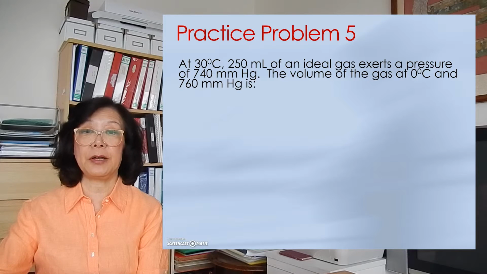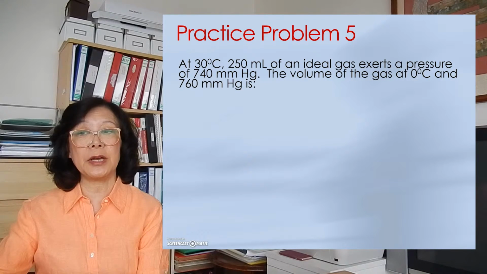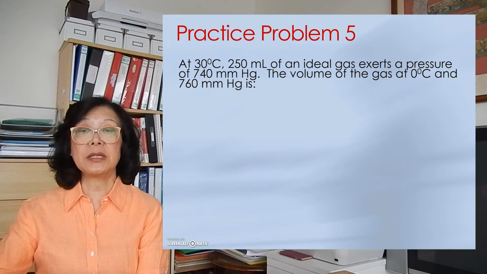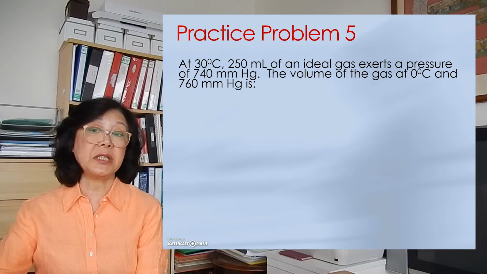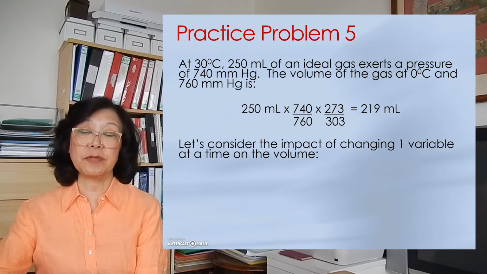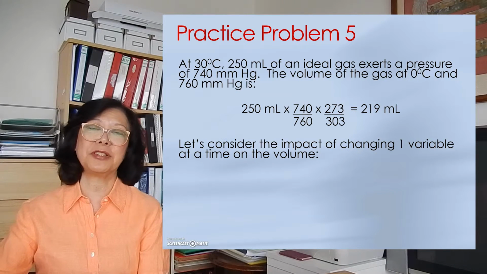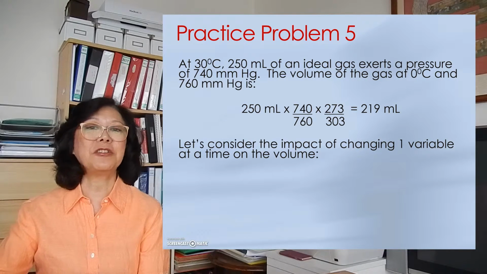Practice problem number 5. At 30 degrees C, I have 250 milliliters of an ideal gas at a pressure of 740 millimeters of mercury. Now, as I cool it down to 0 degrees C and I increase the pressure to 760, what will be the new volume? Now, I like to do this in terms of changing one variable at a time. I really don't like to just plug numbers in the formula. That's no fun. We need to learn the concept.